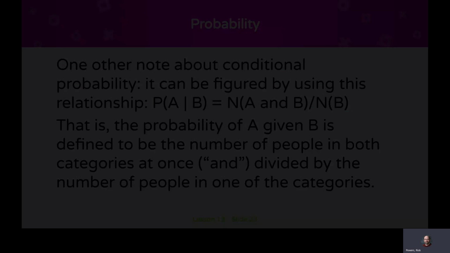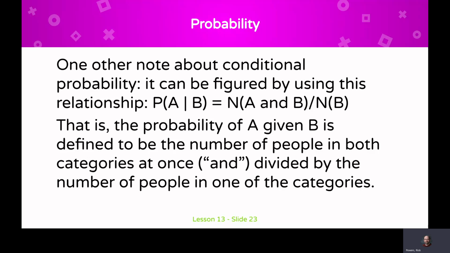One other note about conditional probability. It can be figured by using this relationship. The probability of A given B is equal to the number that is in A and B divided by the number which is in B. That is, the probability of A given B is defined to be the number of people in both categories at once, the and section, divided by the number of people in one of the categories.